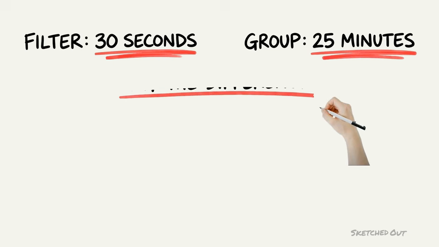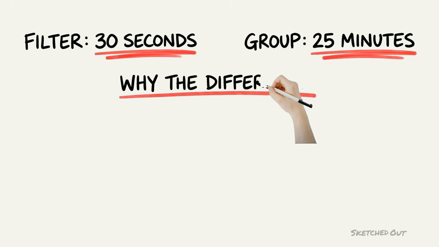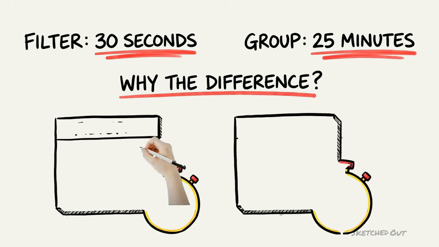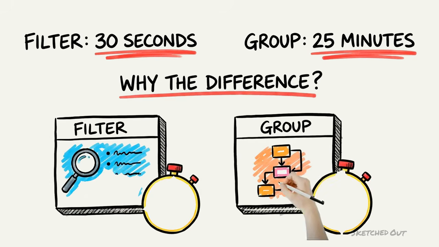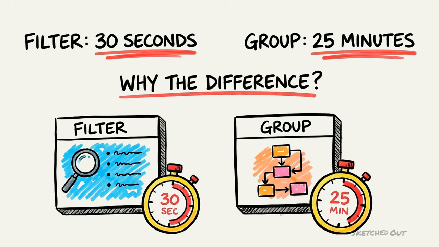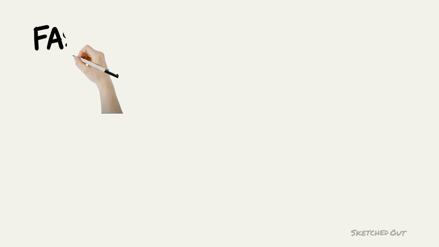Today, we find out why, because the answer is the most important thing to understand about Spark, and once you have it, most performance questions answer themselves. Two lines of code side by side with stopwatches beneath them, one reading 30 seconds and the other 25 minutes. Start with the fast one.